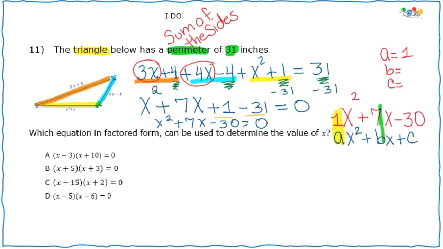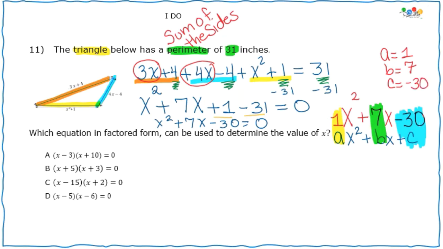B is 7. You're right. So I'm going to write down 7 next to my B. And the last one is C. Now look what I do. I go all the way to the negative sign or the minus sign, right? Because that goes with the 30. So let me write down my negative 30 right here.